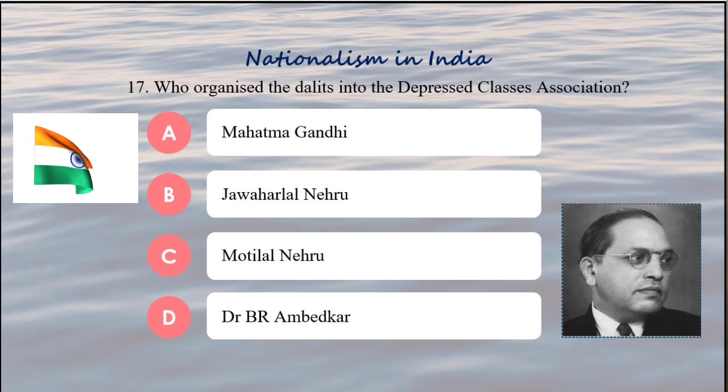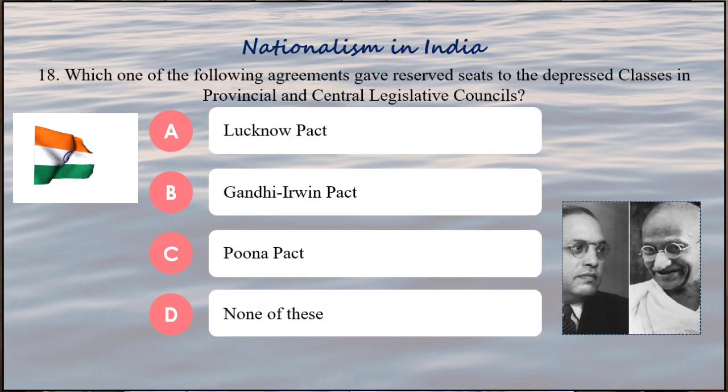Who organized the Dalits into the Depressed Classes Association? Dr. B.R. Ambedkar, so option D is correct. Which one of the following agreements gave reserved seats to the depressed classes in provincial and central legislative councils? Pune Pact, so option C is correct.